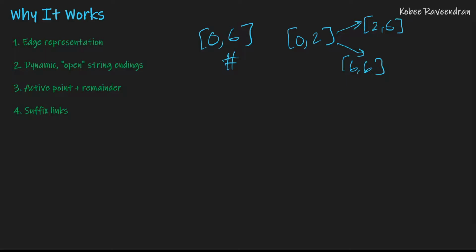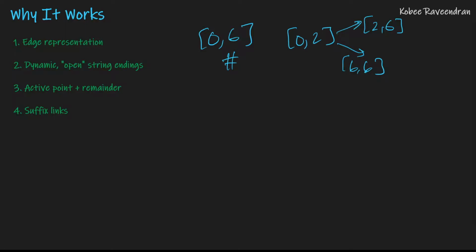And then next up, we have the active point and the remainder. The active point, if you recall, was just telling us where in the tree we had to be. And since we were keeping track of that, we didn't have to search for where we had to be every iteration. We could just know where we had to be in order 1 time and just go there. And the remainder let us know how many suffixes we had left to process. So rather than rescanning the string each time we've added a suffix to find out what we're missing, we just kept track of that. And that was pretty simple.